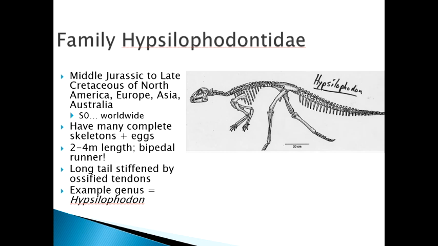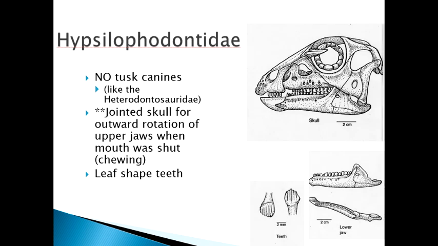We have lots of skeletons of these things. Where these things are present, they tend to be present in great, great abundances, and we have complete skeletons, plus eggs. Notice as well that this is a much, much larger creature, twice the size of the Heterodontosaurs. And the classic example of this is the genus Hypsilophodon.